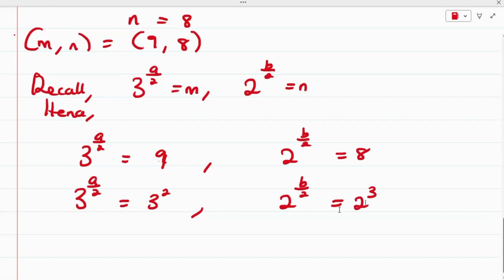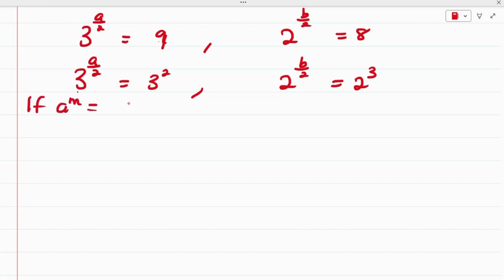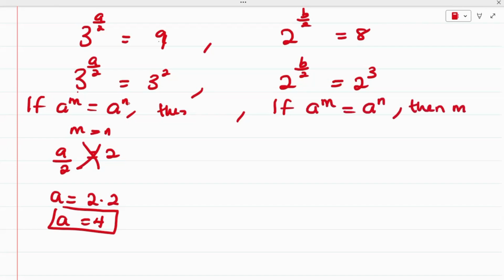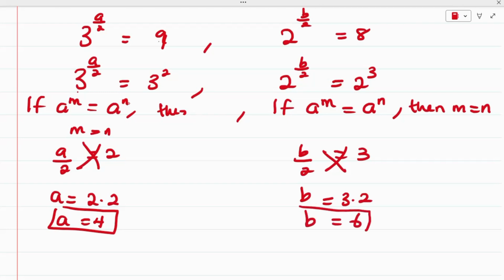From here we say if a^m is equal to a^n, then m is equal to n. So we have a over 2 is equal to 2. Cross multiply, a is equal to 2 multiplied by 2, and a is equal to 4. Now for b, if we apply the same property that says if a raised to the power of m is equal to a raised to the power of n, then m is equal to n, so we have b over 2 is equal to 3. If you cross multiply, b is equal to 3 multiplied by 2, and b is equal to 6. Okay, we have been able to find the values of a and b.